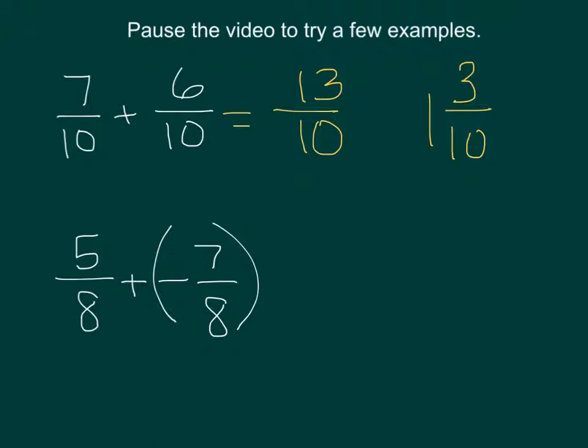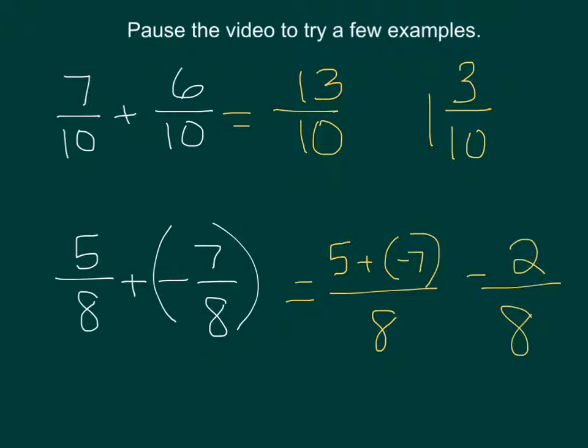The next example is 5/8 plus a negative 7/8. So you know your denominator is going to be an 8, and you have 5 plus negative 7, which is negative 2/8. Again, you want to simplify, so this would be negative 1/4.